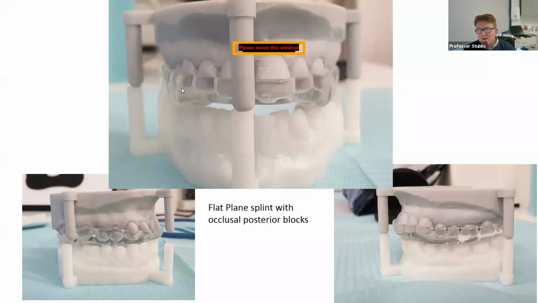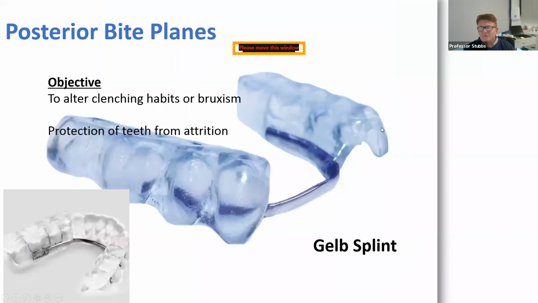And that's the reason why I advocate these posterior blocks. Some people like the Gelb splint. Again, there is no right or wrong splint. My only critique on a Gelb splint might be that in a patient who's got one of these, they're obviously only occluding on the posterior teeth. Their anterior teeth don't touch. I'd be a bit worried about over-eruption.